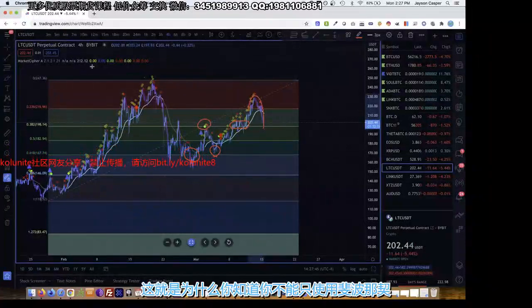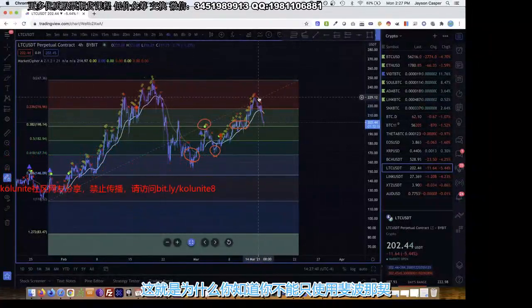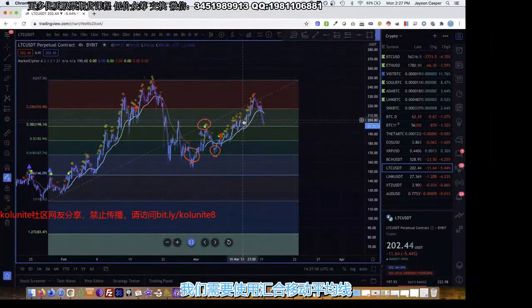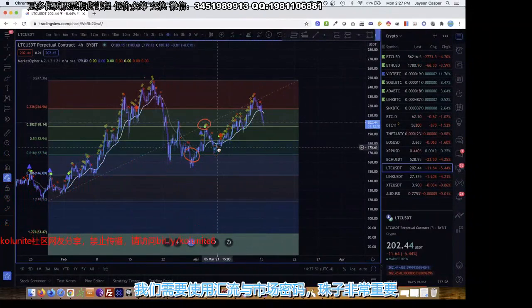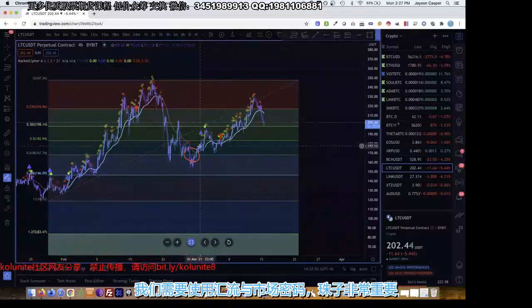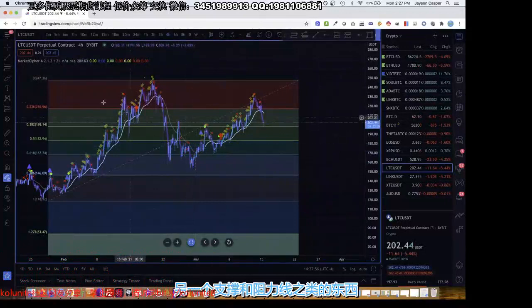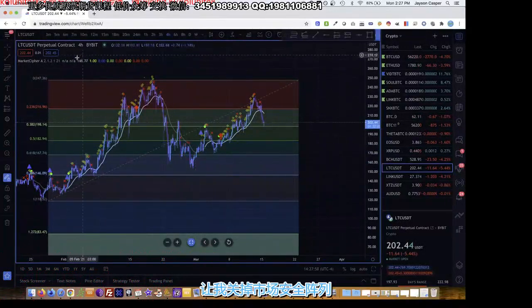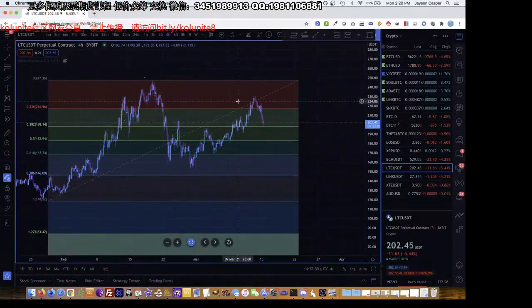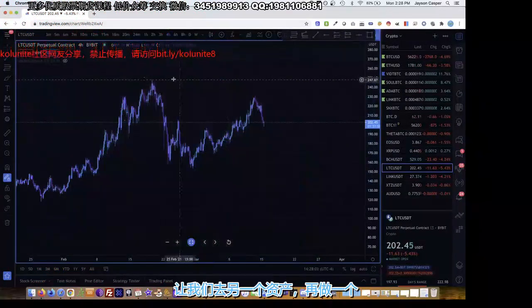So this is why you can't just use Fibonacci alone. We need to use confluence with moving averages. We need to use confluence with market cipher B. It's very important, and other support and resistance lines and stuff like that. Let me turn off market cipher A. Let's go to another asset and just do one more example of this.